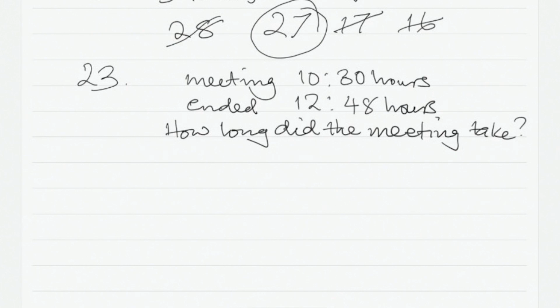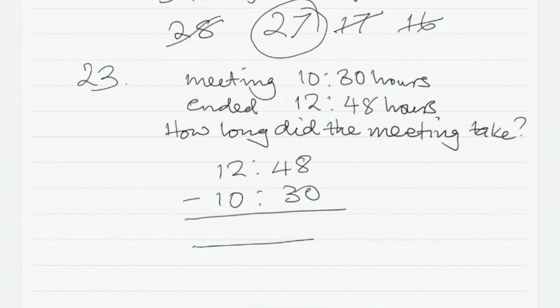So here we are going to subtract the time when the meeting started from the time when the meeting ended. So the meeting ended at 12:48 hours. It started at 10:30 hours. So here it is straightforward. This is hour, this is minutes. So there it is 8, there it is 1.